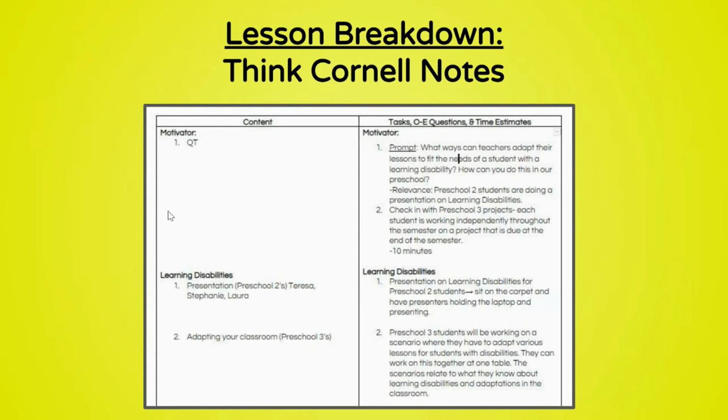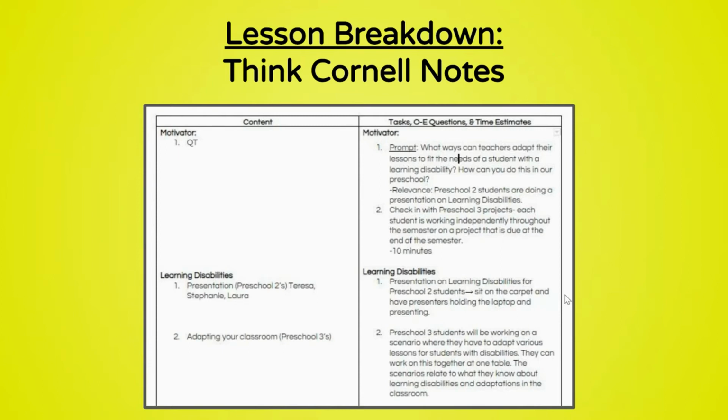Now we move on to the second part of our little chart, which is we're talking about learning disabilities. Here, you can see that Teresa, Stephanie, and Laura were giving a presentation. And then you look over on the right, and it explains exactly what my students are doing. It says preschool students sit on the carpet and have presenters holding the laptop and presenting. So that's what they were doing. Just taking a look at this, you can get a very clear picture of what my classroom looked like in that moment.